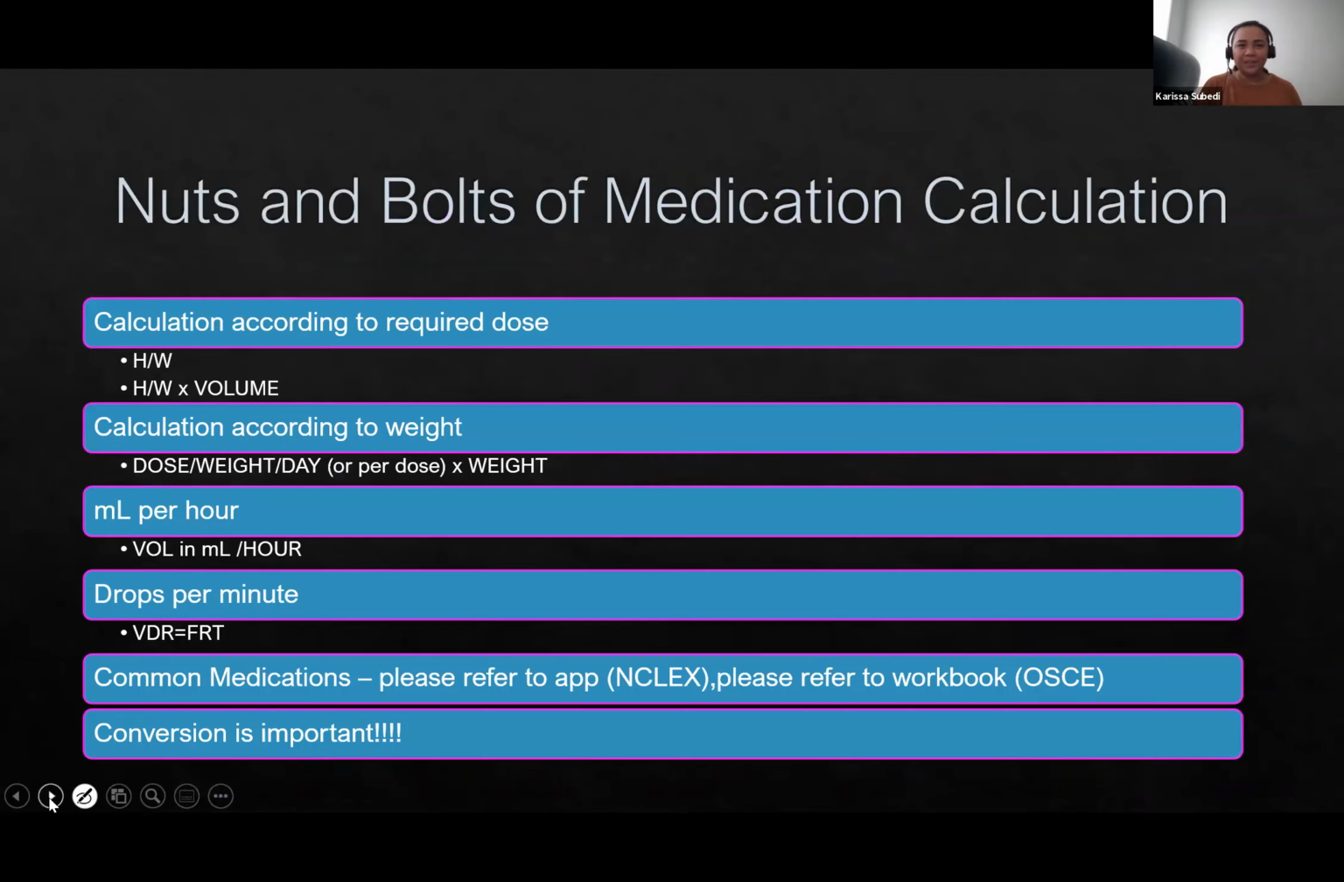Okay. Good. All right, so let's go to the nuts and bolts of medication calculation. This is what you would need when it comes to medication calculation. And when you say nuts and bolts, this would be the structure. These are the essential components that you need to know. So the first thing is calculation according to required dose. So this is, I've put here H over W times the volume. I know that some people would say stock required over stock strength. So that's your sunrise over sunset times the volume.